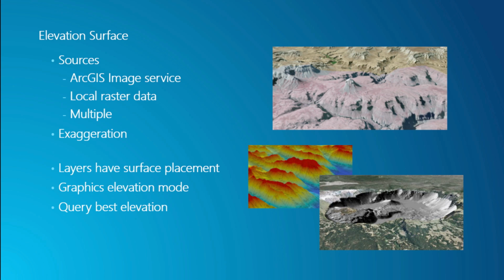Now with the elevation surface, you can exaggerate and change the magnitude at which changes within the elevation are represented relatively easily, just to visualize more effectively changes within topography in areas of interest. Now, each layer within a scene or scene view has the ability to define surface placement. So you can define how the layer is rendered on top of the surface.